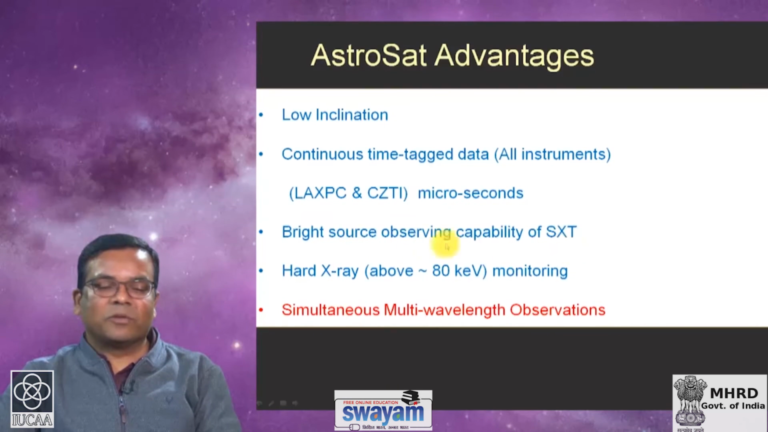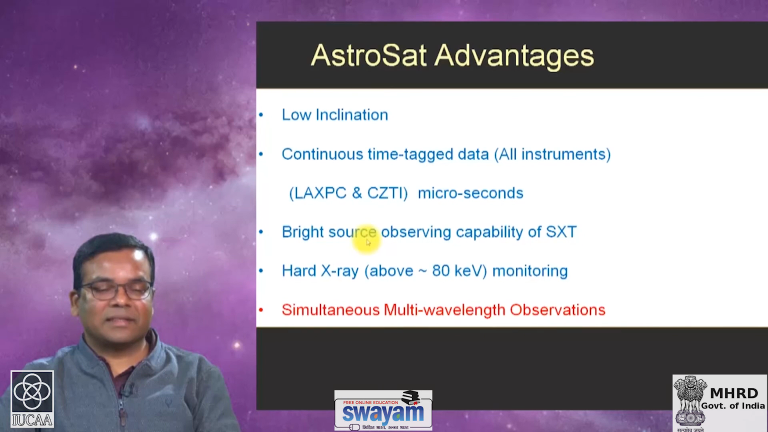The soft X-ray telescope is very good for bright sources. This is actually helpful because other currently operating X-ray satellites are not good for bright sources. Their detectors get saturated, while the soft X-ray telescope is excellent for bright sources, and one can study these bright sources using all the instruments in principle.